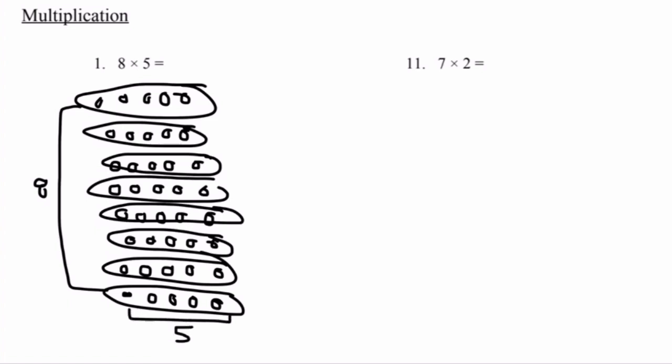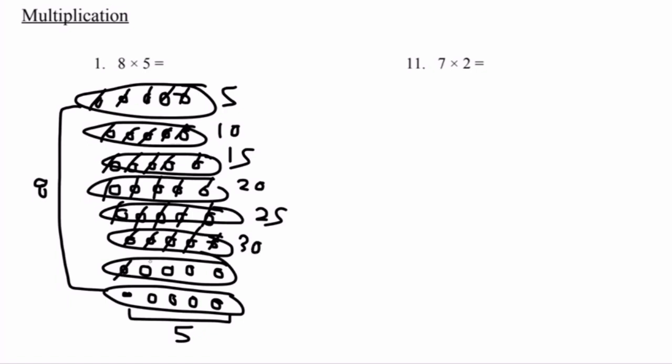Now let's add it all together to find our final answer. 1, 2, 3, 4, 5, 6, 7, 8, 9, 10, up through 20, 21, 22, all the way to 40. 8 groups of 5 equals 40. Therefore, 8 times 5 also equals 40 as well.